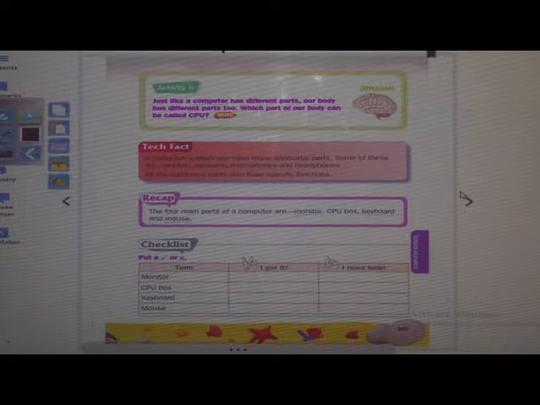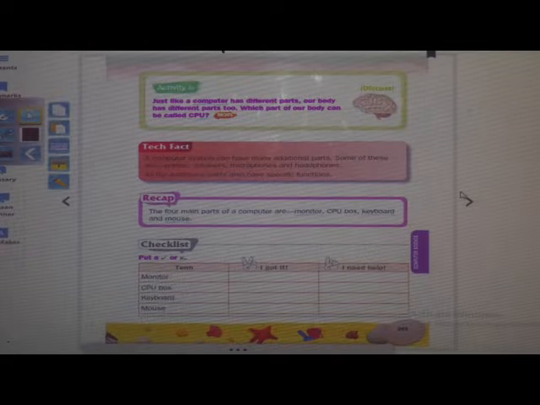Activity number 5. You have to discuss with your parents. Just like a computer has different parts, our body has different parts too. Which part of our body can be called CPU? Yes, which part of the body can be called CPU? You have to discuss with your parents or your brother or a sister.